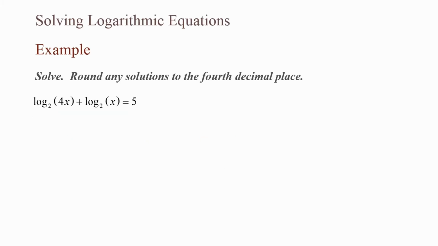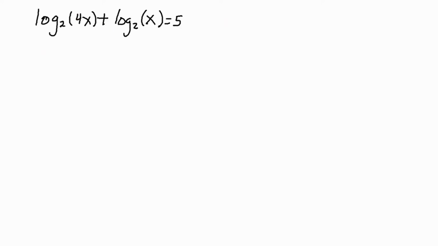Solving logarithmic equations. In this example, solve, round any solutions to the 4th decimal place. The only difference between what we've been doing and what we're doing now is we have an equality. So we have to find, in this case, x. My original problem is log base 2 of 4x plus log base 2 of x equals 5. My first step is to write this as a single logarithm. Log base 2, 4x times x is 4x squared equals 5.